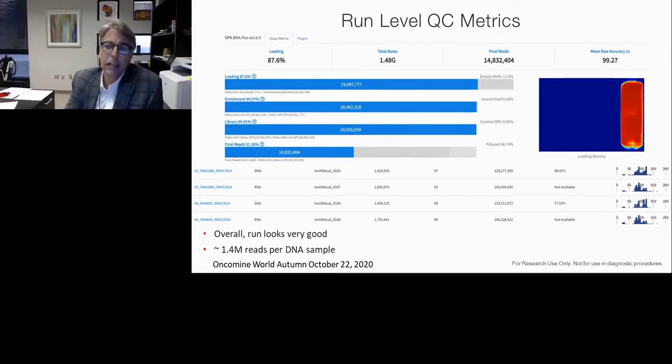We sequenced on the Genexus, and this slide gives you an overview of the run level metrics that come off the sequencer, which allow you to assess how well the sequencing run worked. The heat map of your lane on the right side of the slide is red, which means the lane loaded really well. The top left shows that your loading efficiency was 87%. There's about 1.5 gigabases of total sequence. Each read is about 100 nucleotides long, so you had 14,800,000 reads. Overall, the run looked really good, so this is a nice way to assess your run before you start your analysis.